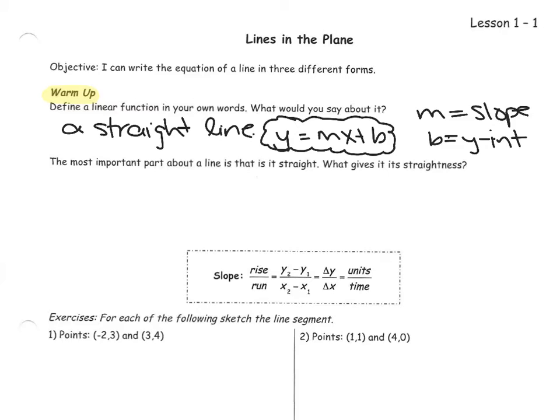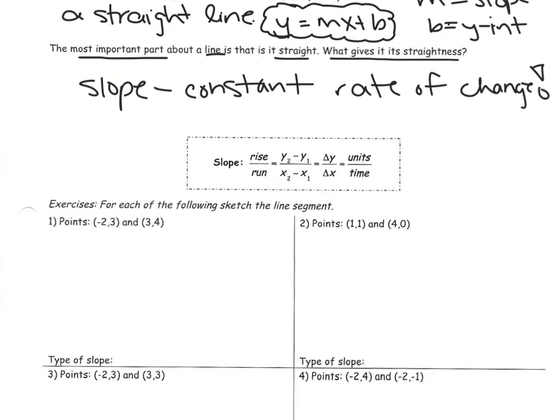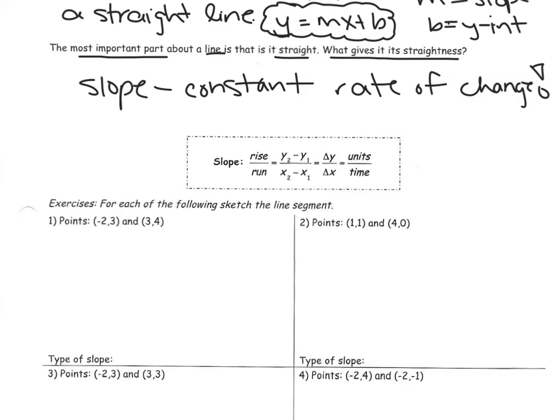And the most important attribute about a line, about it being straight, well, what gives a line its straightness? It's that slope. We're talking about that constant rate of change. Okay, so slope, and again, these are all just different ways of expressing slope. It's that change in y over the change in x, (y2 - y1) over (x2 - x1). So this is your average rate of change.